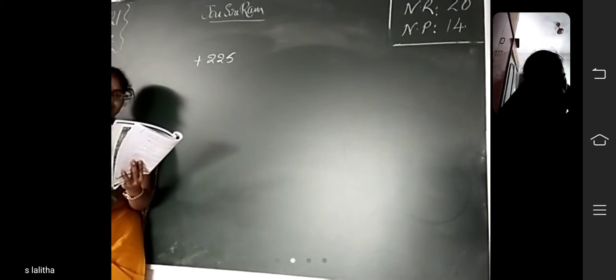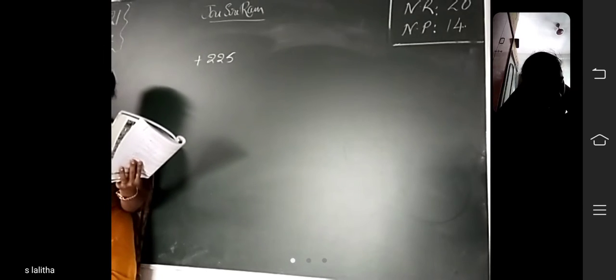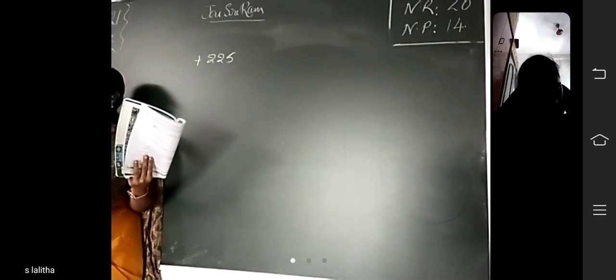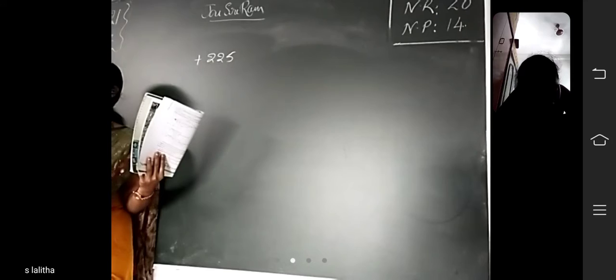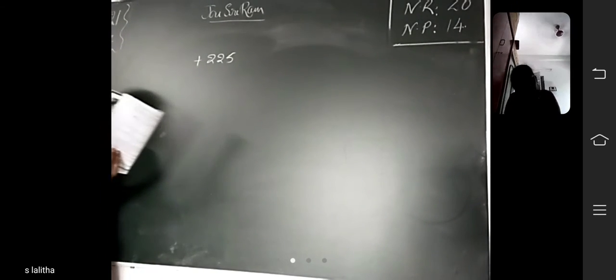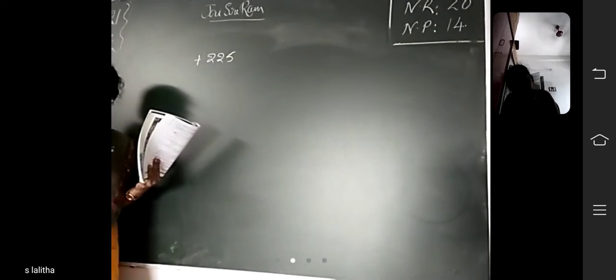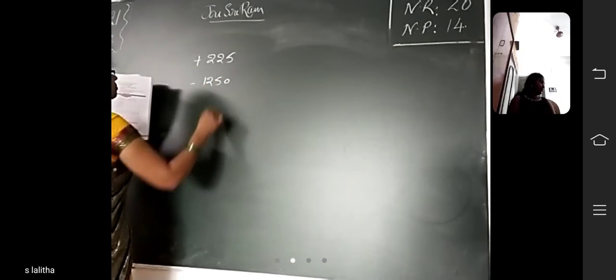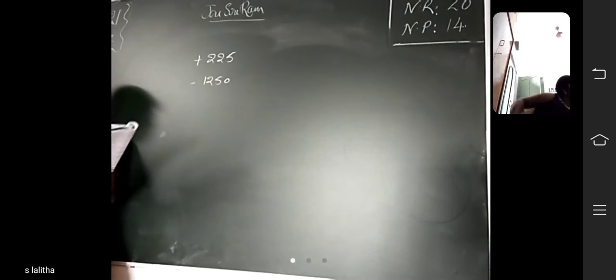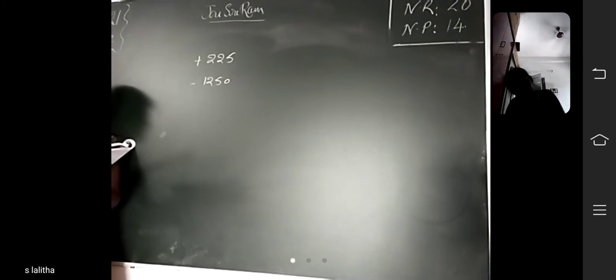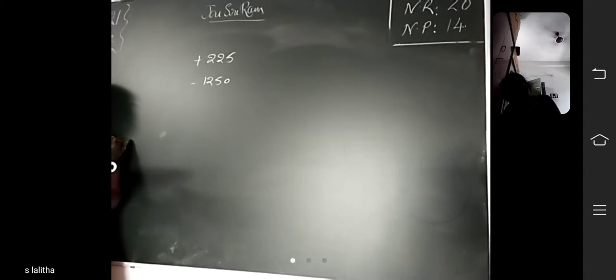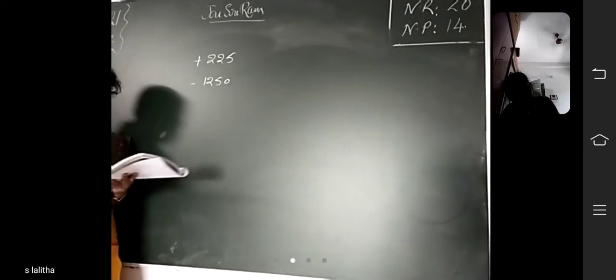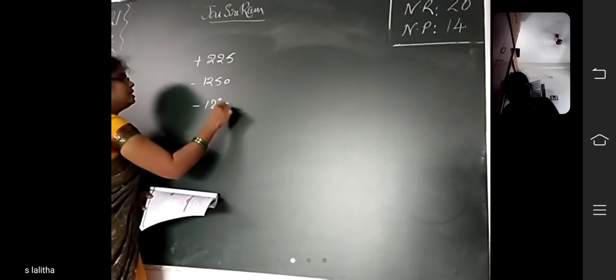Next, a wave is at a depth of 1250 meters in the ocean. Depth means inside. So what should you write? Positive or negative? Negative. Inside, no? So you should write minus 1250. The temperature in the Sahara Desert is 12 degrees centigrade below freezing temperature. Below means what should you write? Negative. So minus 12 degree centigrade.